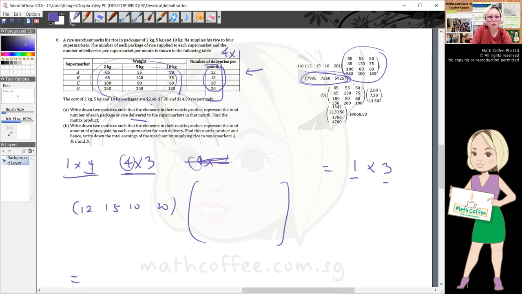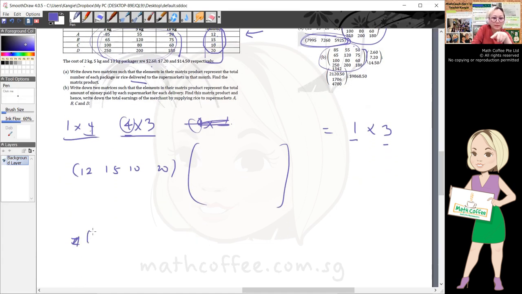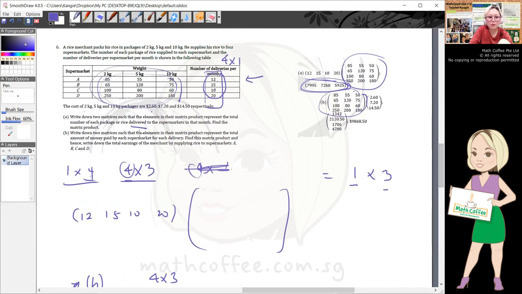So we know they're going to use this one over here, and they're talking about the price, right? And we know that this one is 4 by 3. Now we go to part B, which is 4 by 3. We know that we're going to put something which is 4 by 3 here. And we want to talk about the price. So the price we know is 260, 720, and 1450.